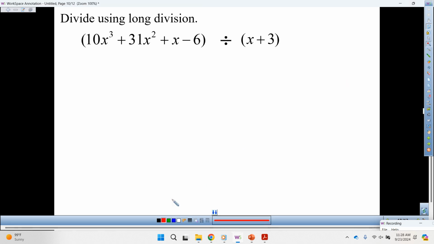Step 1, everyone. Standard form, this is third degree, second degree, first degree, 0 degree. Is it in standard form? Yes. How about this one? First degree, 0 degree? Yes.